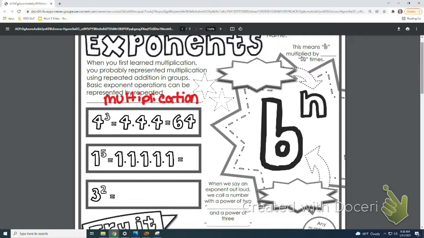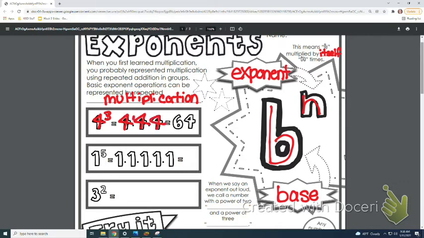So we have our B, which stands for our base. And we have the N, which stands for our exponent. So that's our power. So they're always set up like this. Your exponent is going to be small and to the top. So we have the example over here, 4 to the third power. So this means that B is multiplied by itself n times. So that means that the base is multiplied 3 times. So we're going to multiply, multiply, multiply.